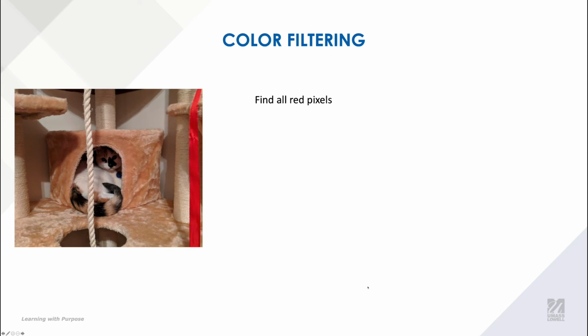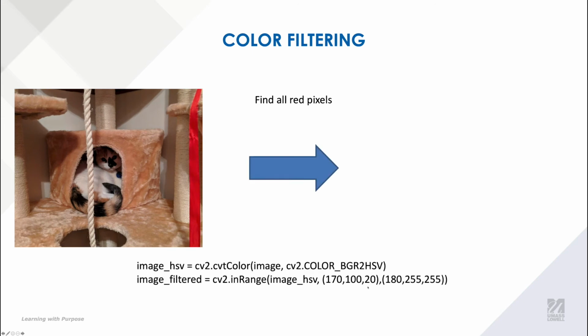So let's try this out with our original image. Let's try to find all the red pixels again. So we're going to first convert color into HSV space, and then we're going to use the same inRange function on the HSV image because now it's a different type of space. And in the first component, we're going to only look between 170 and 180.